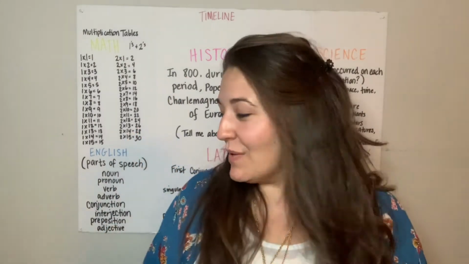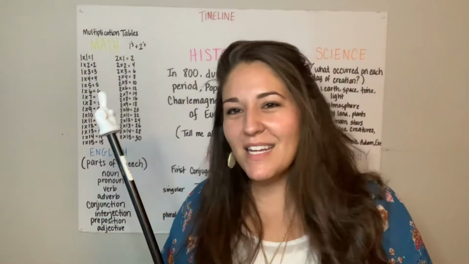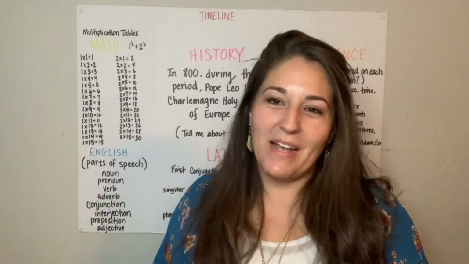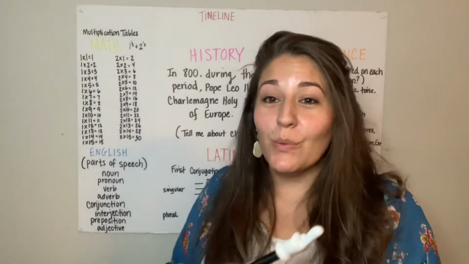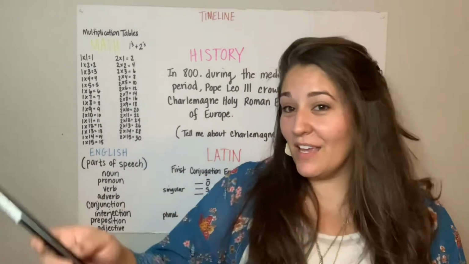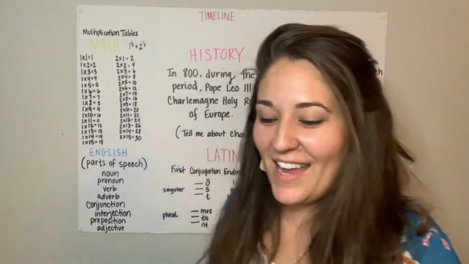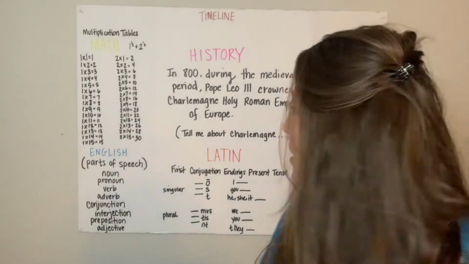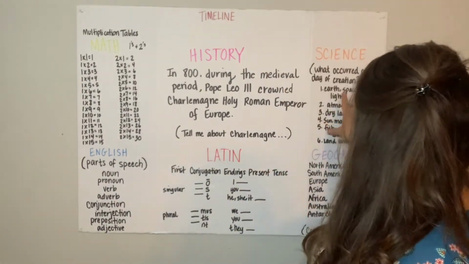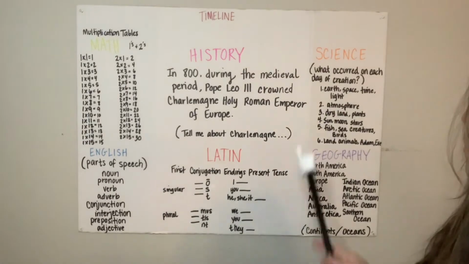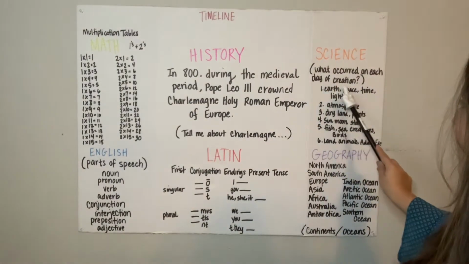And then what we did is we had like a stick and we had like other things that we passed around. This is a present for you. This is a present tense. And so we gave everybody a present, and that was a lot of fun. We moved on to our science. What occurred on each day of creation?